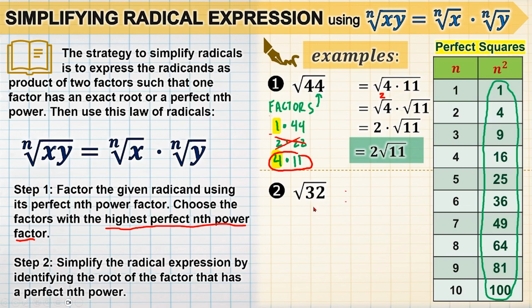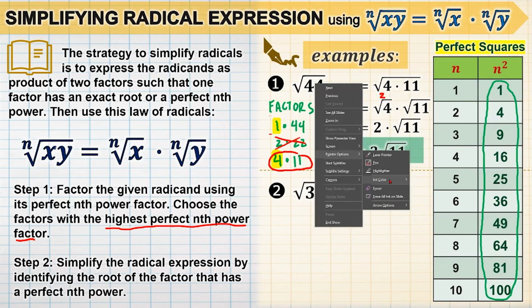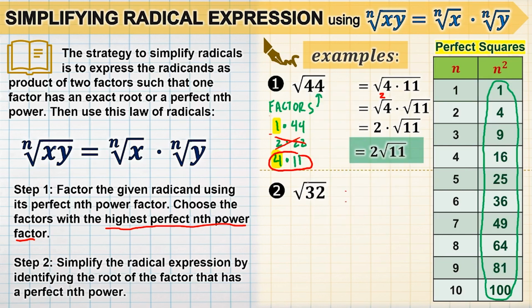We have square root of 32. Once again, 32 is not a perfect square. So, isi-simplify din natin itong example na ito. So, to start, let's somehow identify the factors of 32. Ano ba yung mga possible factors ni 32? So, dapat yung isa dyan, perfect square. So, let's try to identify the factors of 32.